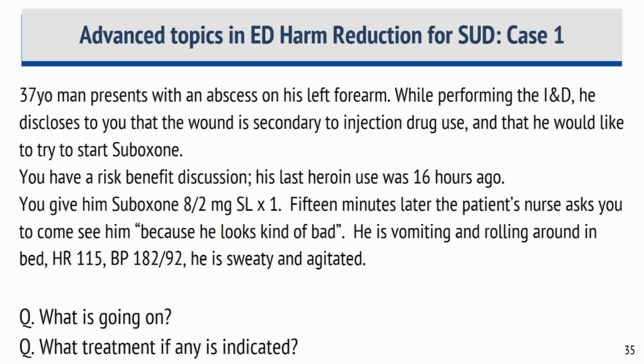You give him one strip of an 8/2 milligram sublingual, and 15 minutes later, the patient's nurse asks you to come see him because he looks bad, she says. He's vomiting, he's rolling around in his bed, his heart rate's 115, blood pressure is elevated, he's sweaty, he's agitated. What's going on, and what treatment, if any, is necessary?